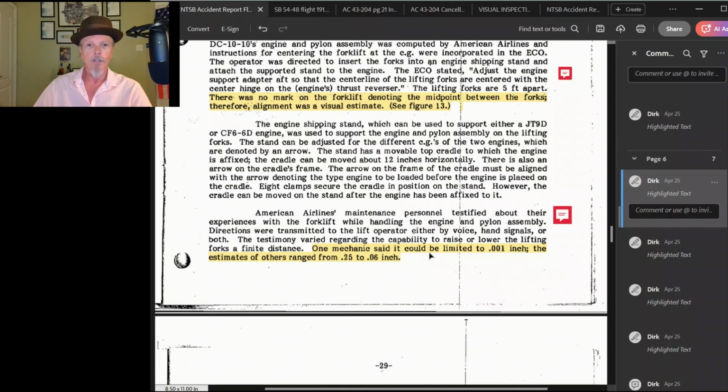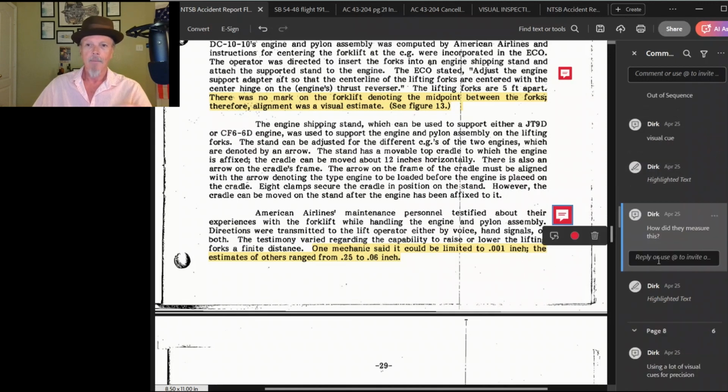One mechanic said it could be limited to the operation of the forklift. So the operation of the forks on the forklift, the mechanic said it could be limited to 0.001 inch. The estimates of others range from a quarter of an inch to 0.06 inches. My note here is, how did they measure it? And we're using a lot of visual cues here. It doesn't look like they're using any measurement equipment.